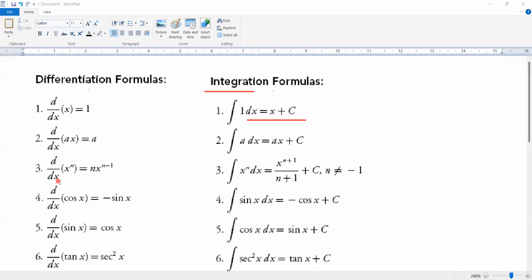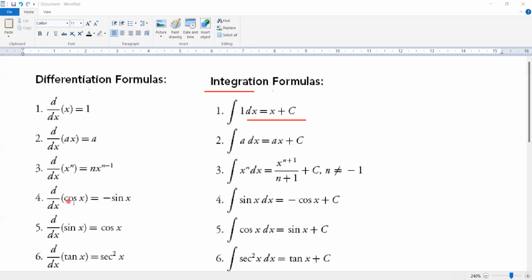Derivative of x raised to n with respect to x: power of x is decreased by 1, n into x raised to n minus 1. Integration of x raised to n dx: x power is increased by 1, x raised to n plus 1 upon n plus 1 plus c. Here n is never negative.